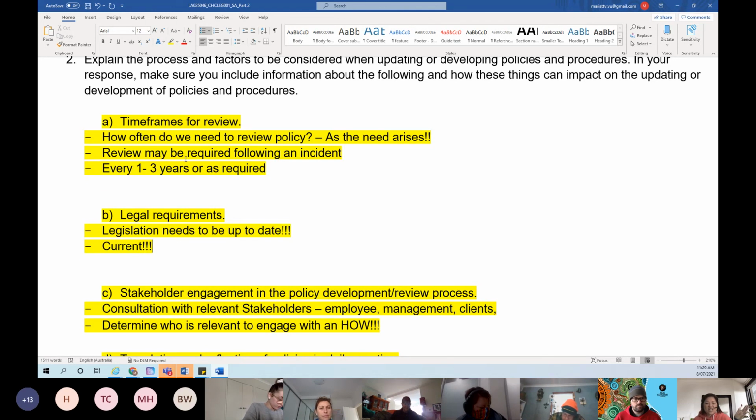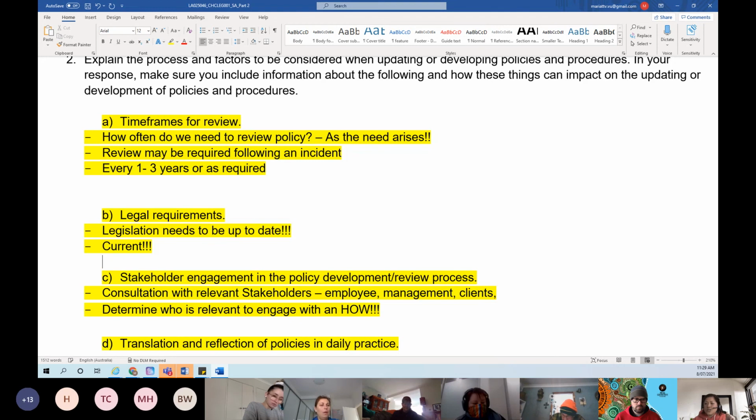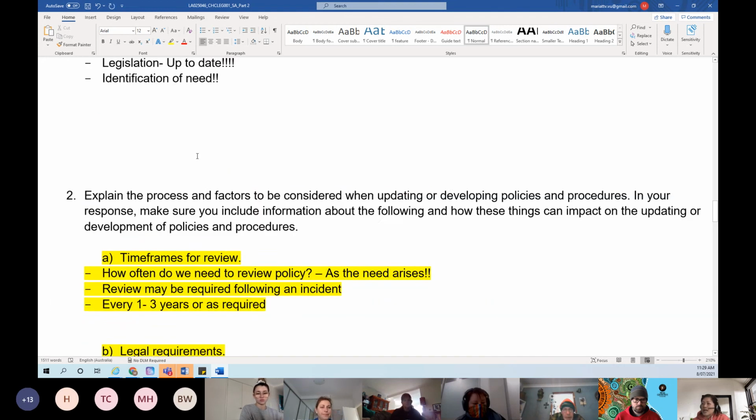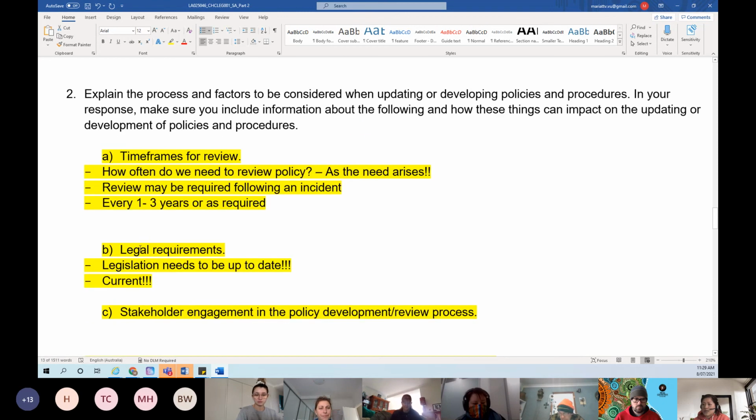There's no point having outdated legislation in the policy because you're going to be exposed to multiple breaches within the organisation, okay? What about stakeholder engagement? We mentioned earlier who our stakeholders are, okay? So I'm going to copy this down. These are our lovely stakeholders, okay?